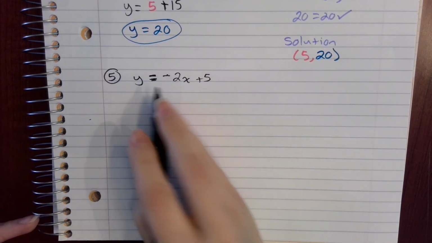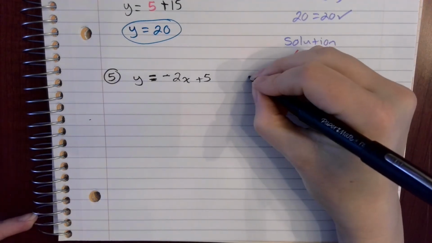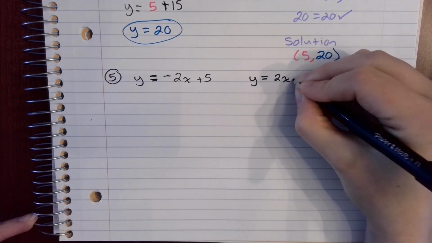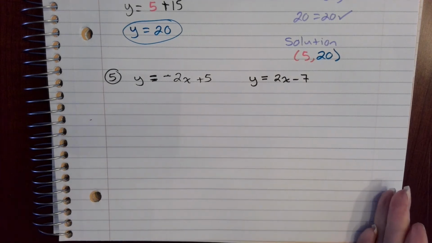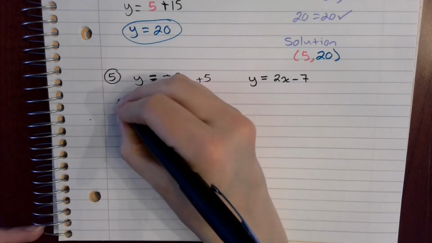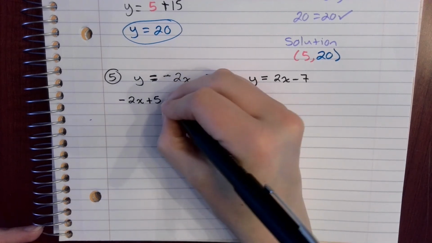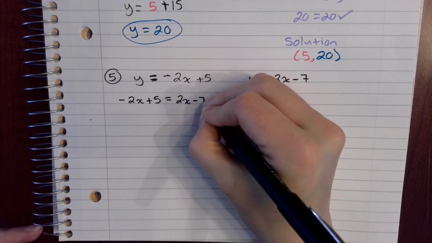Okay, so we've got y is equal to negative 2x plus 5. I'm sorry, my black ink is starting to die. And y is equal to 2x minus 7. Okay, it's the same exact idea, same exact process. We're going to set them equal to each other. So we have negative 2x plus 5 is equal to 2x minus 7.